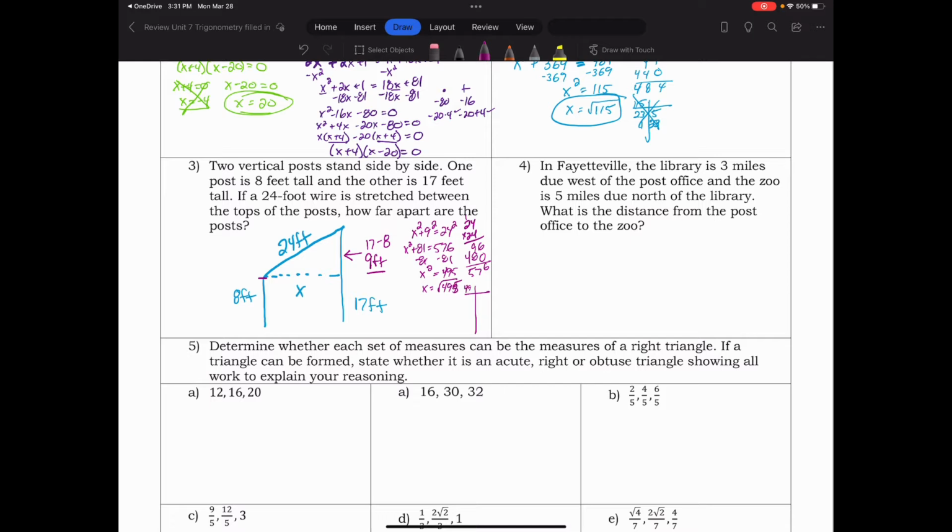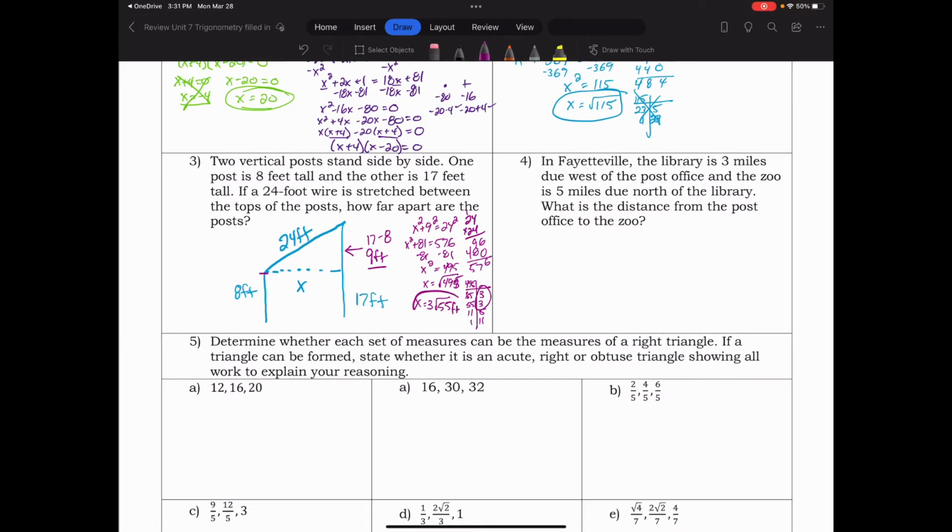So I have 495. I know I can divide by 3 because 4 plus 9 is 13, and 13 plus 5 is 18, which is divisible by 3. So divided by 3 is 165. 165 divided by 3 is 55. 5 goes into 55 11 times. So I know x is going to be 3 radical 55. So they are 3 radical 55 feet apart. Don't forget your units.